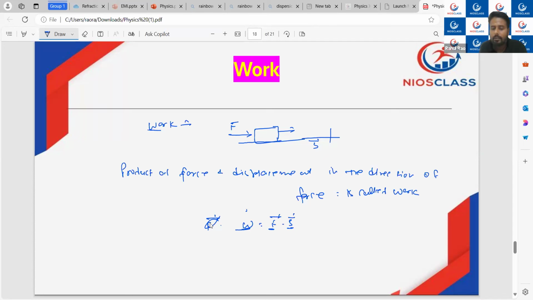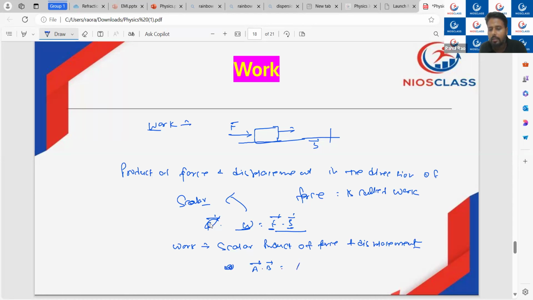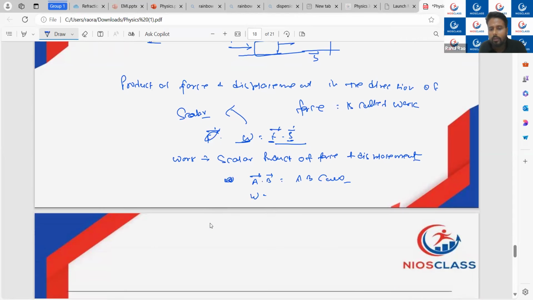That's why it is called a scalar product. Work is the scalar product of force and displacement. Is it clear? And we know the scalar product, like A dot B, is equal to AB cos theta. So work is equal to F dot S, that means Fs cos theta.